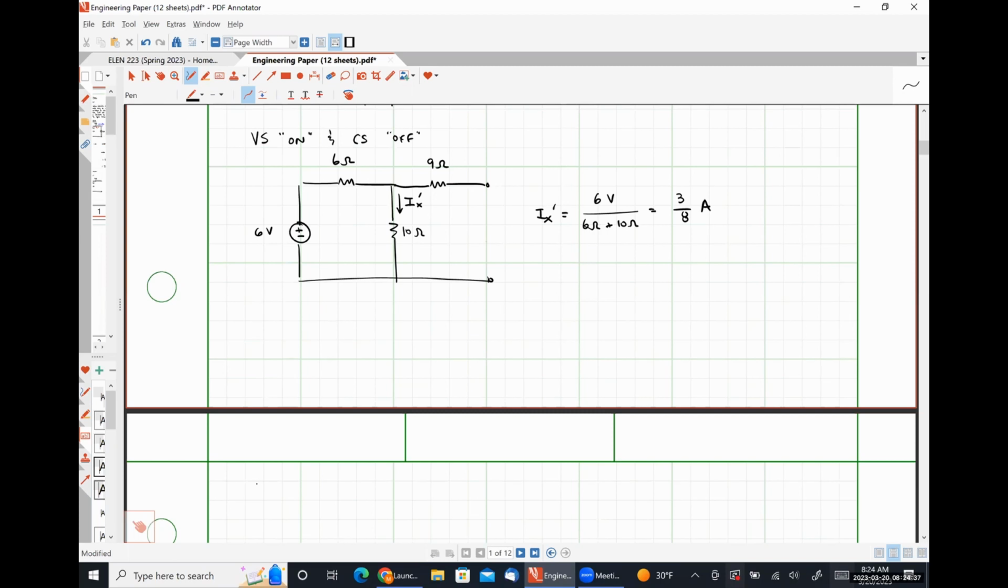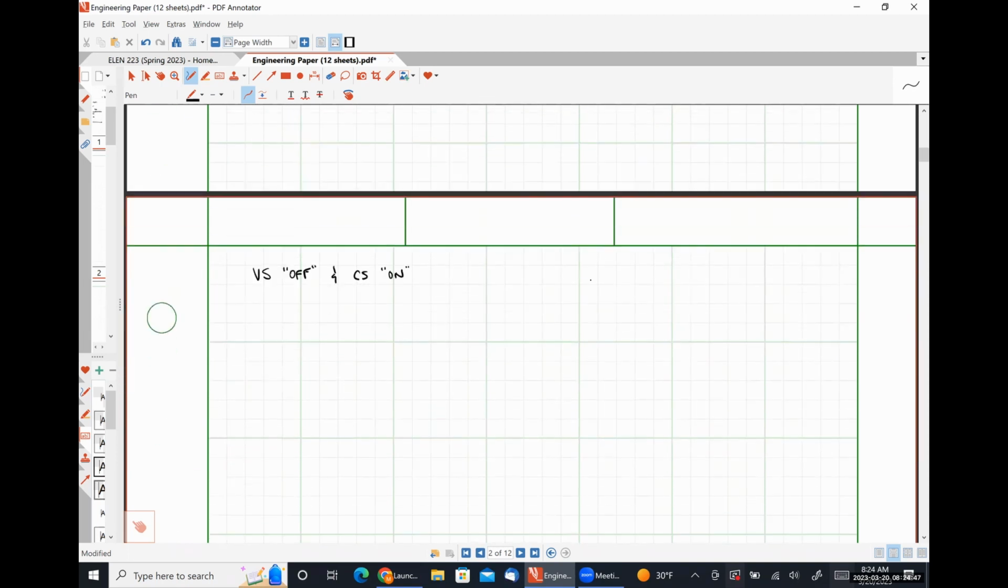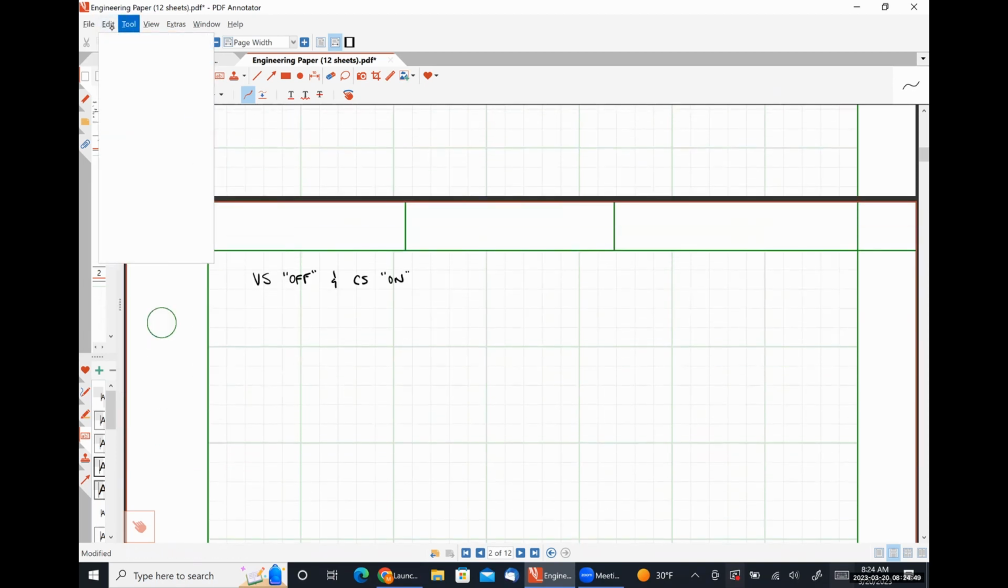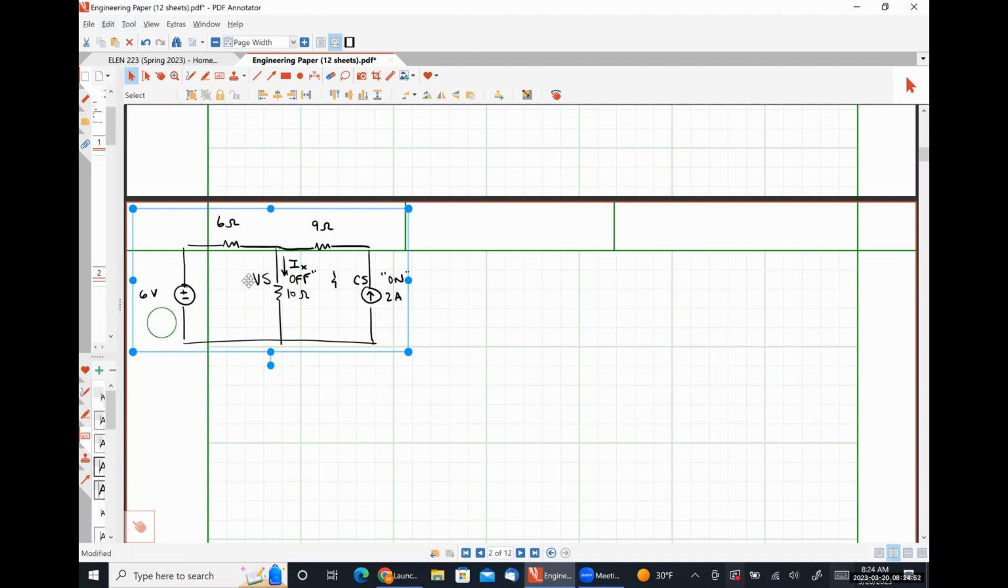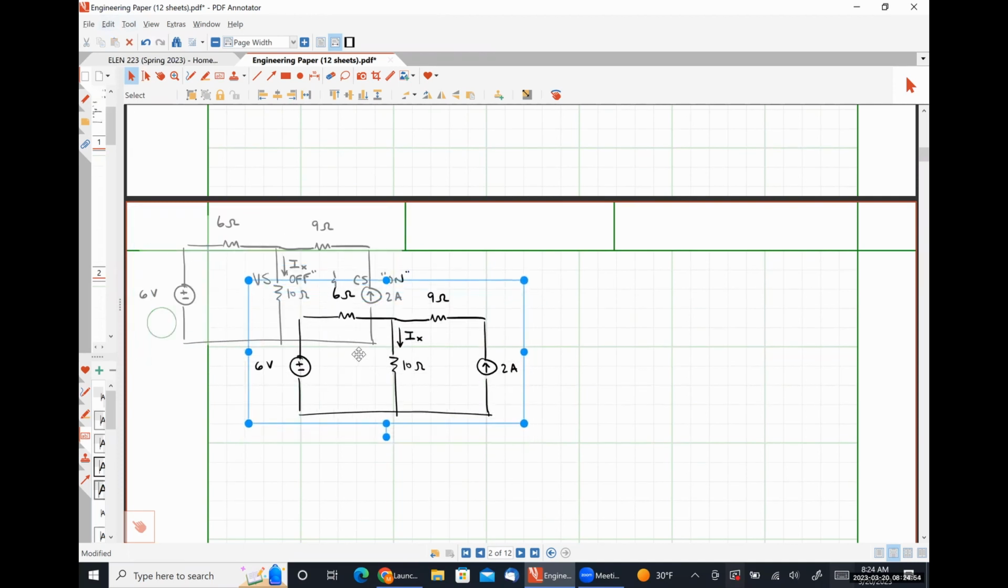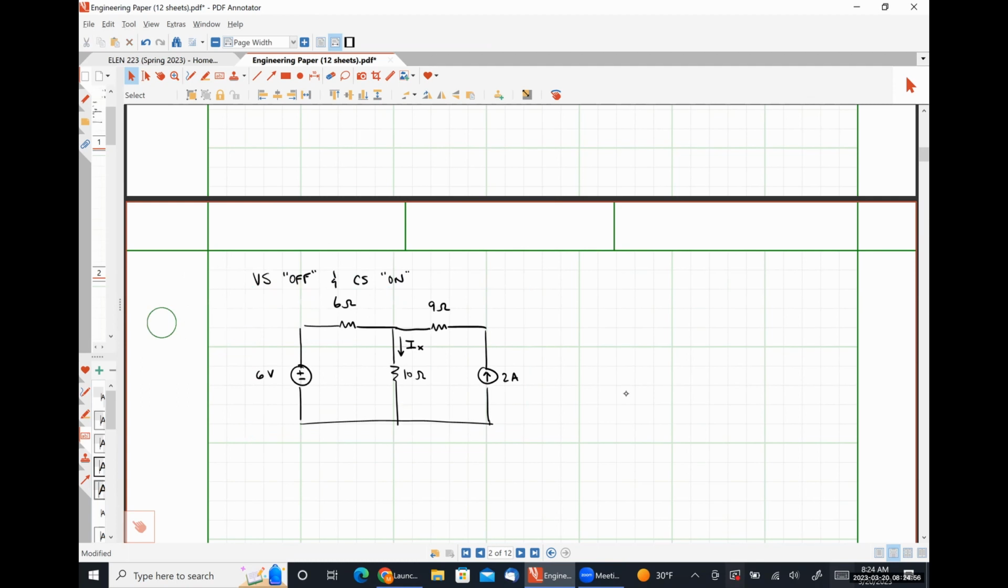Now we're going to look at the circuit with our voltage source off and our current source on. So I'm just pasting my circuit in here. I turn my voltage source off by replacing it with a short circuit because we know that 0 volt drop occurs across a short circuit. Now I'm going to solve for IX. How can I do that?